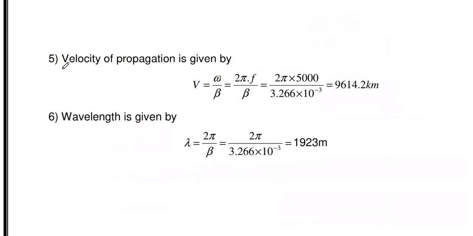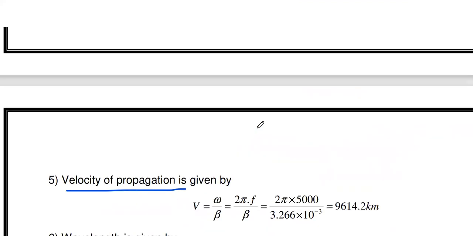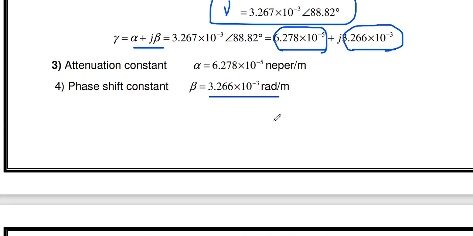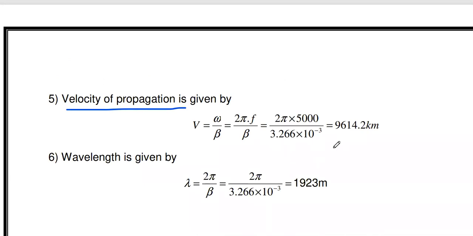And in the next question, we have to find the velocity of propagation. The velocity of propagation, you know, is nothing but omega by beta. So omega is 2 pi f divided by beta. What is f? f is 5 kilohertz, that is 5,000 hertz, divided by beta. Just now beta was calculated: 3.266 into 10 to the power minus 3. So you substitute it and you find the answer, 9614.2 into 10 to the power 3 kilometer per second. So this is the velocity.